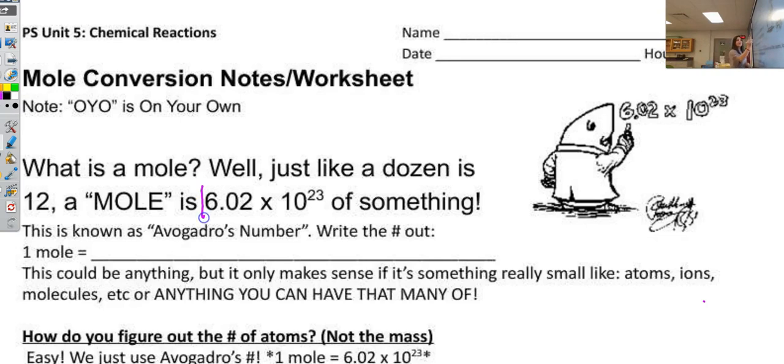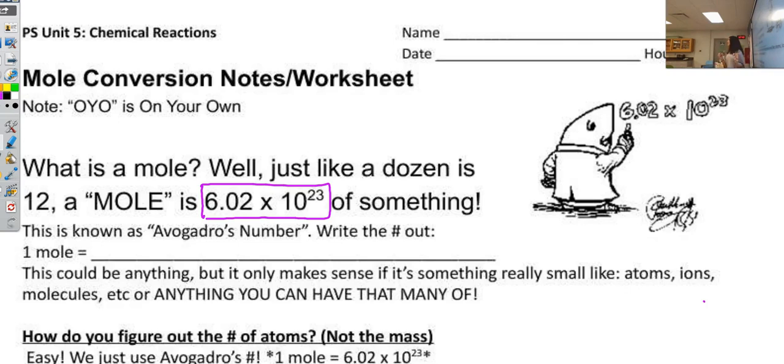How much is a mole? 6.02 times 10 to the 23rd. Go ahead and box that in, okay? We are going to write it a few times because I do want to make sure that you remember what that number is. This is also known as not avocado's number, it sounds like it, but Avogadro's number. Everybody say Avogadro's number. Avogadro's number.